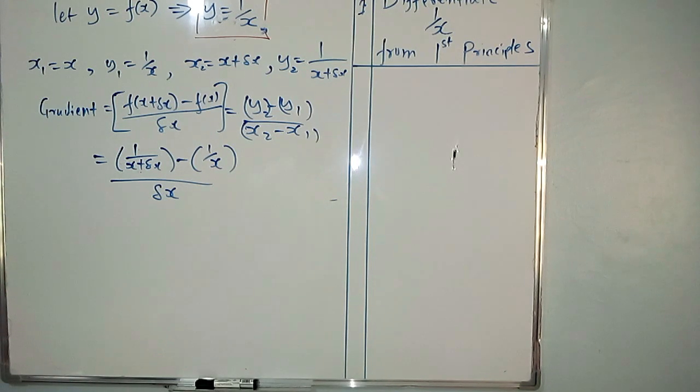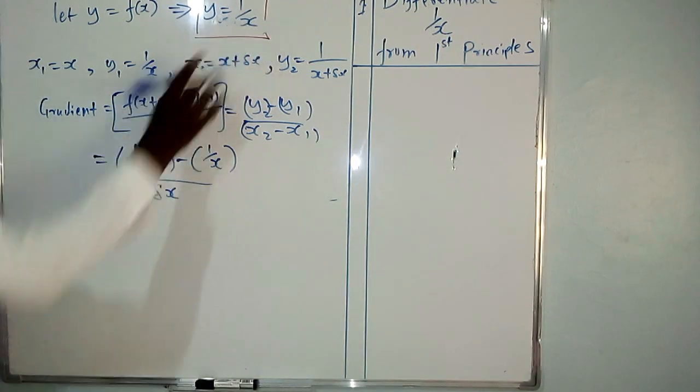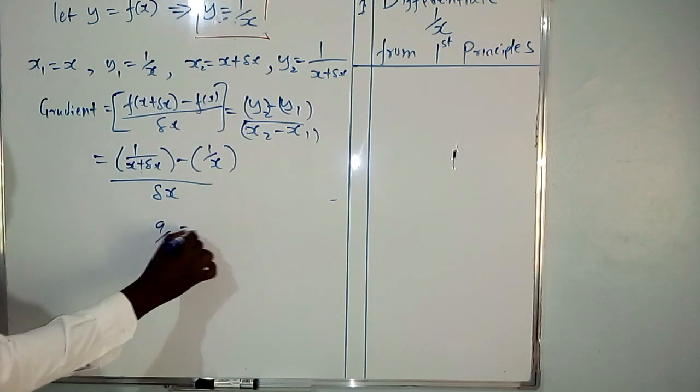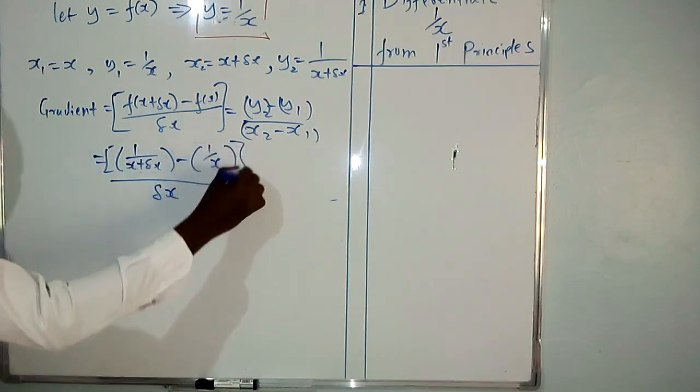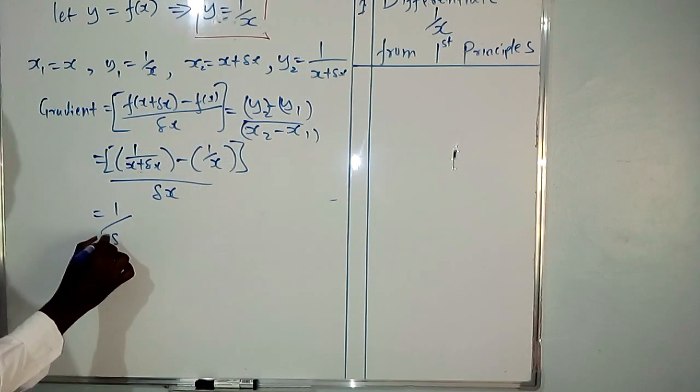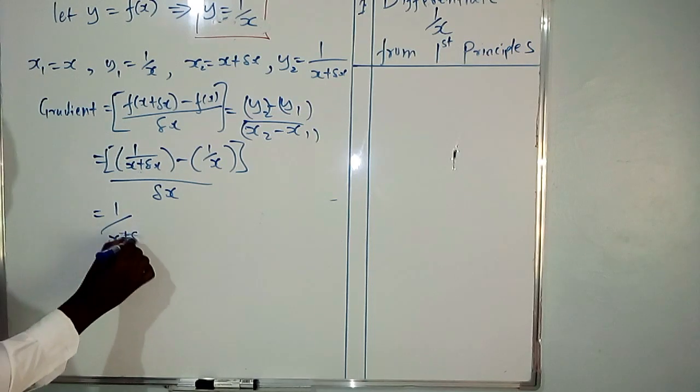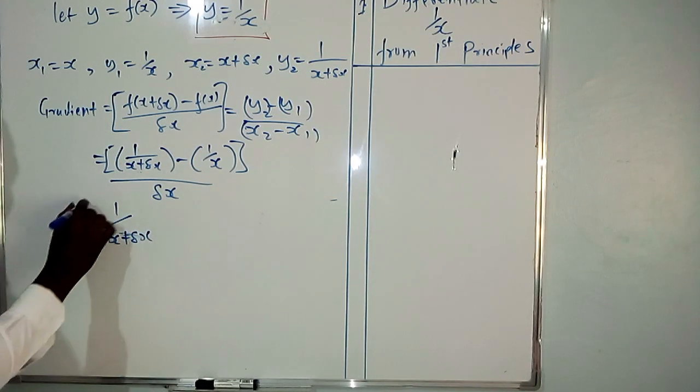So remember, simplify the numerator. If you have a over b, what is a over b? A over b is a times 1 over b. Do you see that? So this one means you have 1 over x plus change in x minus 1 over x. Then it is times 1 over change in x, because it is divided by change in x.